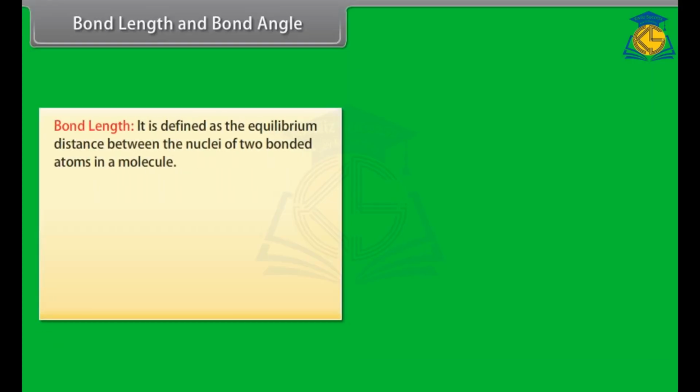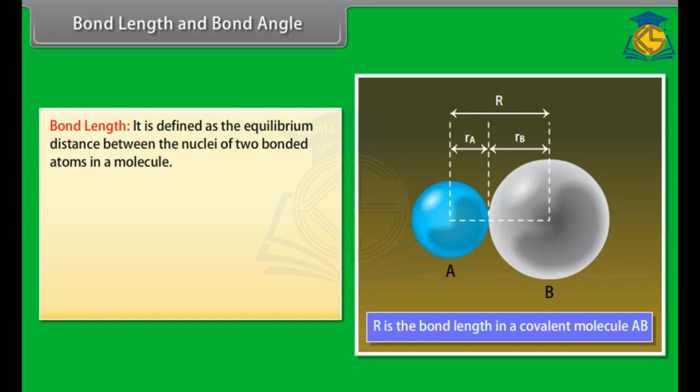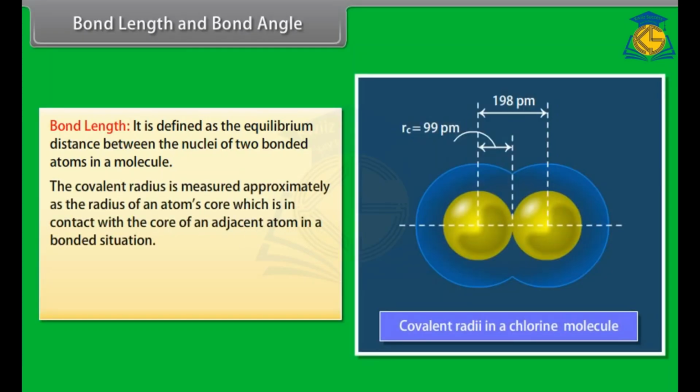Bond length and bond angle. Bond length. It is defined as the equilibrium distance between the nuclei of 2 bonded atoms in a molecule. The covalent radius is measured approximately as the radius of an atom's core which is in contact with the core of an adjacent atom in a bonded situation.